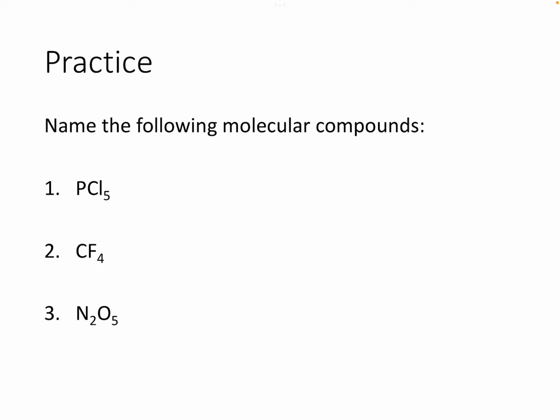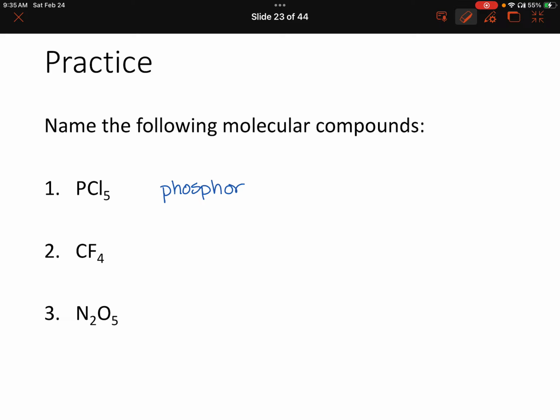All right, let's look at the first one, PCl5. So remember, we just named the first element as its normal name. So P stands for phosphorus. Oh, I always misspell phosphorus. It's US at the end. There we go. Phosphorus. And then how would we name chlorine? So we do have 5 chlorines, so we need to use the prefix penta. And then remember, with the second element, we chop off the end and add IDE. So chlorine would become chloride. So phosphorus pentachloride.